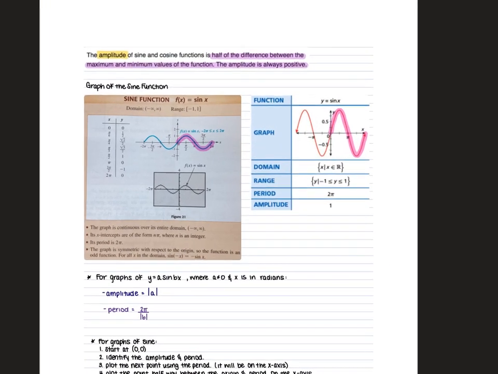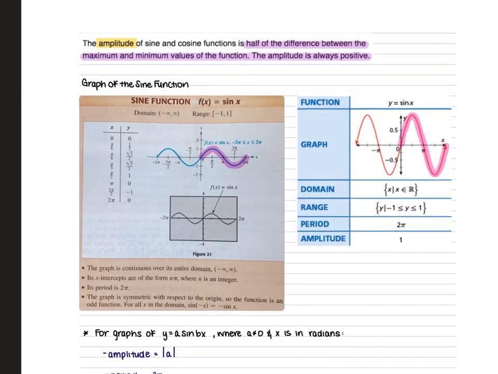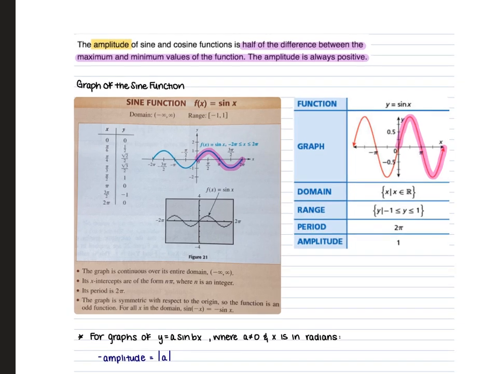For your next part, we're first going to start with the amplitude. The amplitude of sine or cosine is half the distance between the maximum and the minimum values of the function. So your amplitude is always positive. In order to find it, you're going to be taking the absolute value of a. If you look at these two pictures, they're the same exact thing, just drawn two different ways. There are two graphs of sine.